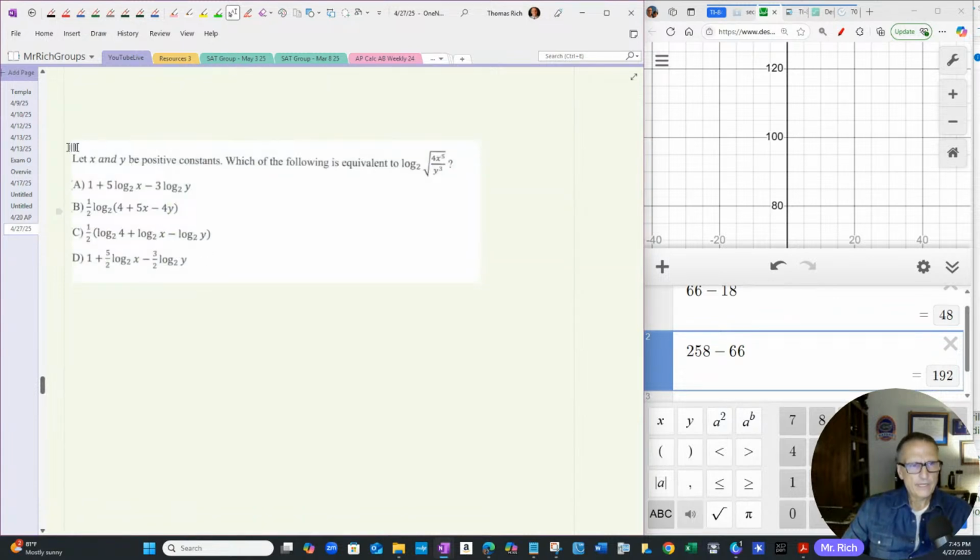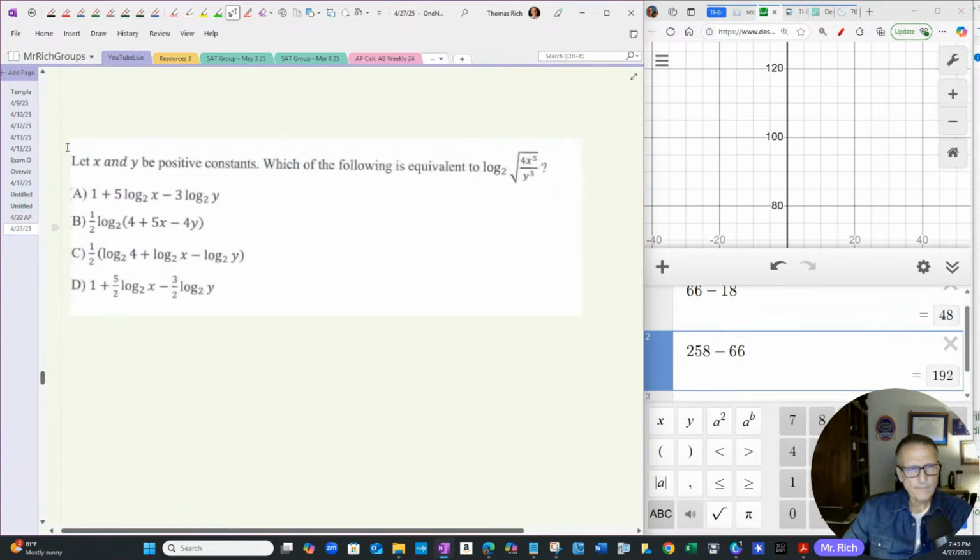All right, the next one, let x and y be positive constants. Which of the following is equivalent to this? Well, all of my answers have log base 2. This is just going to be expanding this out. So the first thing that we're going to do is raise this entire thing to the 1/2 power. And we have some options when it comes to our next step, right? I could bring the 1/2 out to the front, or I could apply the 1/2 to the front and then distribute it later.